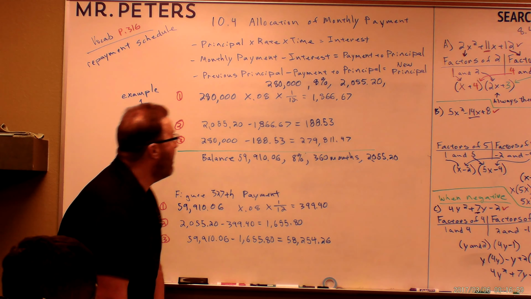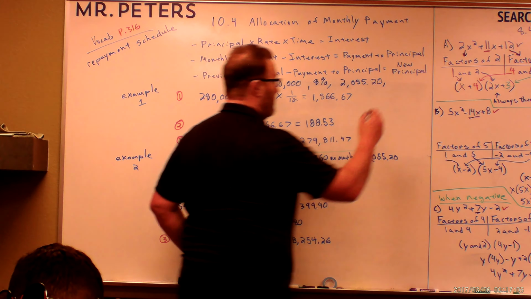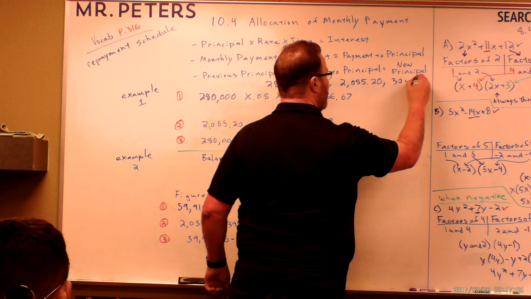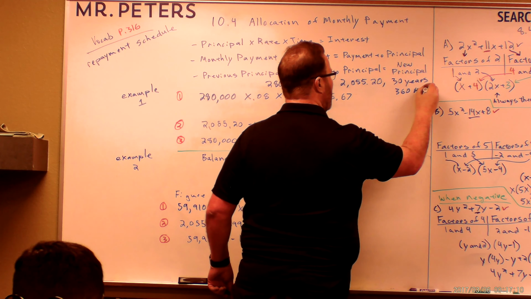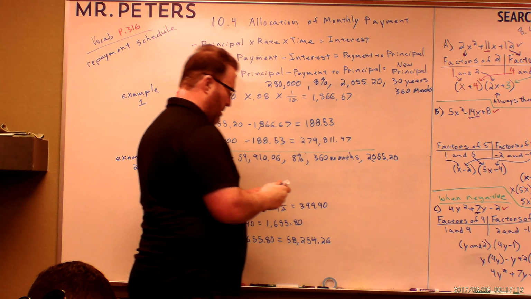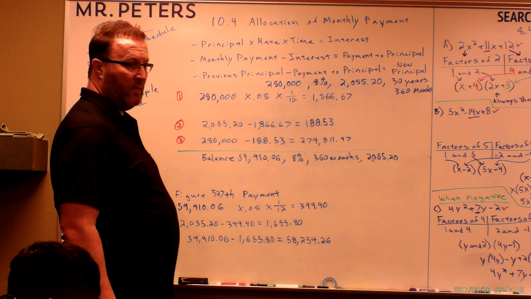Rod and Carrie Finn obtained a 30-year loan of $280,000, a mortgage loan from the State Bank and Trust. The interest rate is 8%. Monthly payment is $2,055.20 for the first payment.